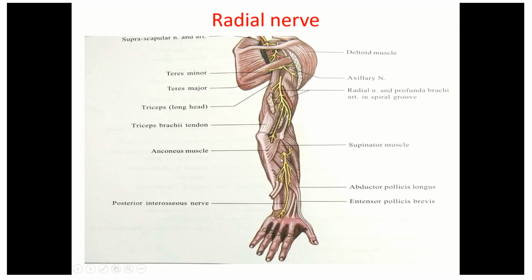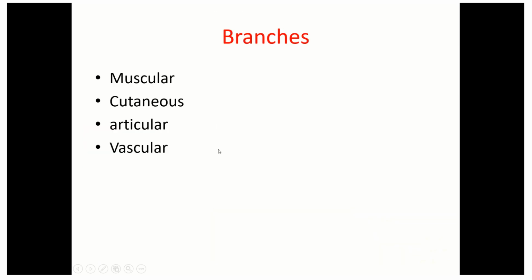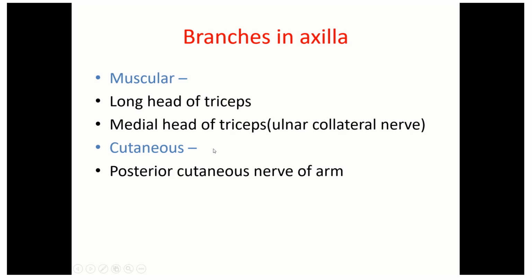You can see here, this is the posterior interosseous nerve. You can see 1, 2, and 3 short nerves, and you can see 2 long nerves. These are the branches of the posterior interosseous nerve. You can see here, this is the termination of the posterior interosseous nerve. The branches are categorized into muscular, cutaneous, articular, and vascular.